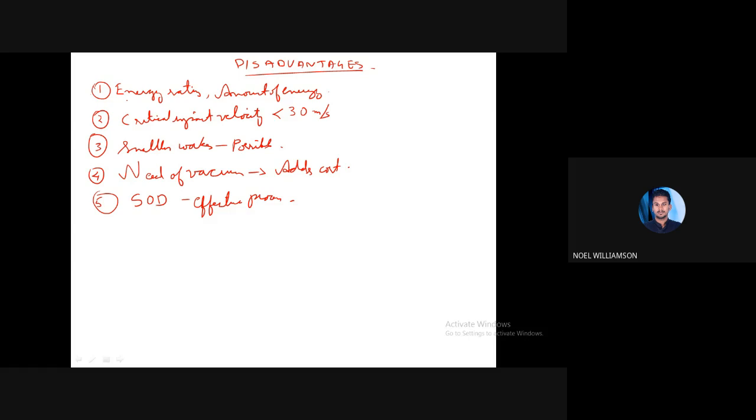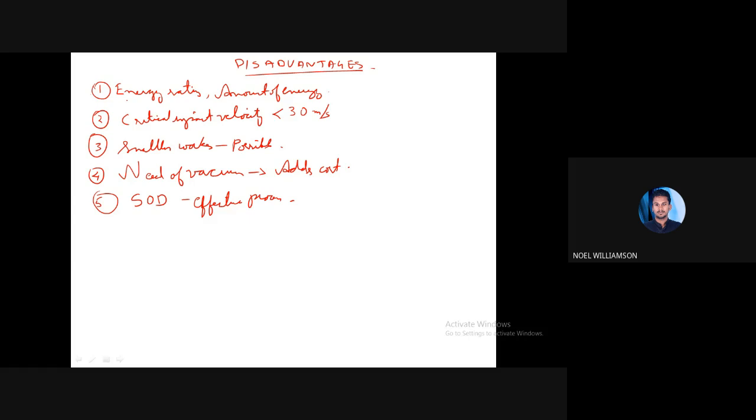And finally, regarding the standoff distance, that is the distance between the workpiece and the spark generation point, or the point of generation of the spark. So we have to maintain an optimum distance for the standoff distance in order to have an effective process. So these are about the disadvantages.